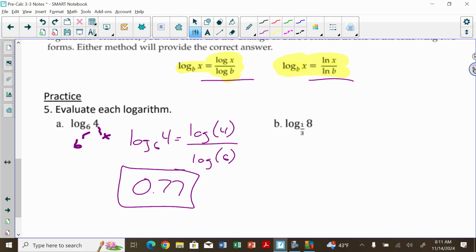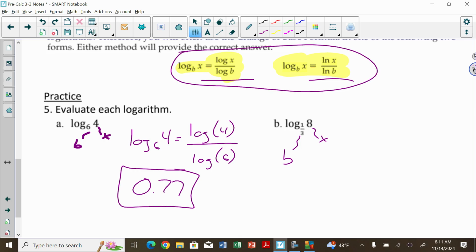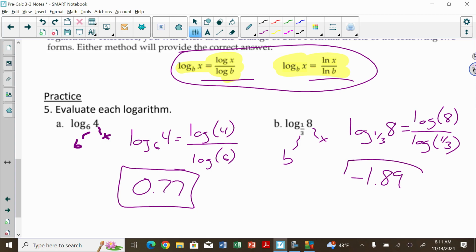Same thing over here. Again, this is my b value, this is my x value. Using either one, if I take log base 1/3 of 8, I go log of 8 over log of 1/3, or if I do natural log, it doesn't matter. I'll get negative 1.89, and that would be my final answer there.